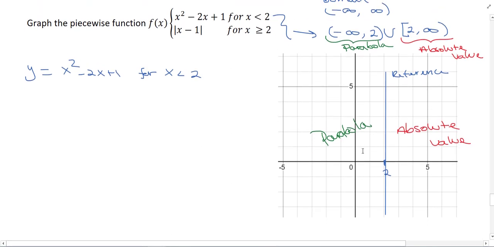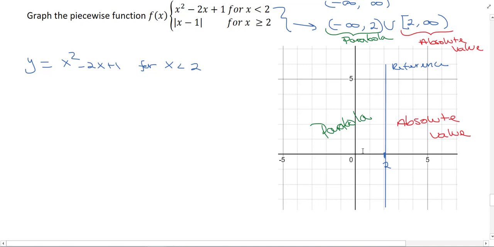How do I graph the parabola? Well, we have to remember all the things about graphing a parabola. What do I know about a parabola? Well, the y-intercept is when x is 0, so y is going to be 1, right? So 0, 1.